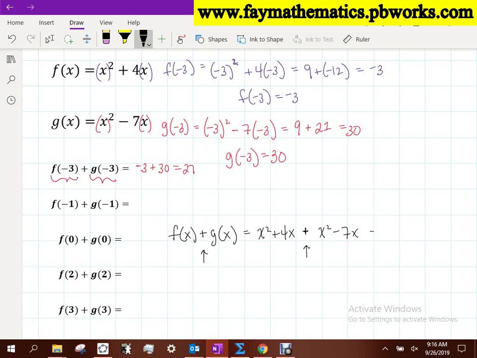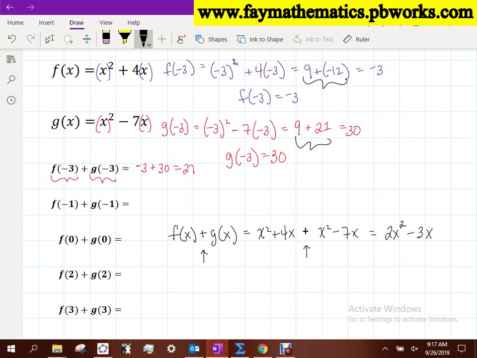And now I'm going to condense and do the algebra. So the algebra that I'm about to do here, guys, is essentially the algebra that was taking place right there in both of those. Okay? So then we'll get 2x squared minus 3x. So f of x plus g of x can actually be rewritten in algebraic terms as 2x squared minus 3x.